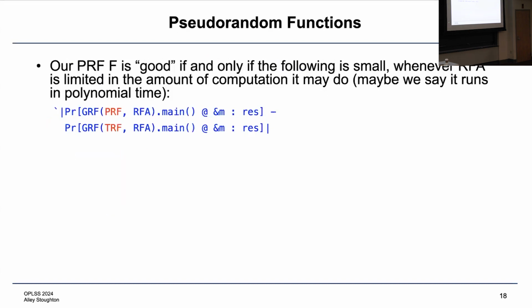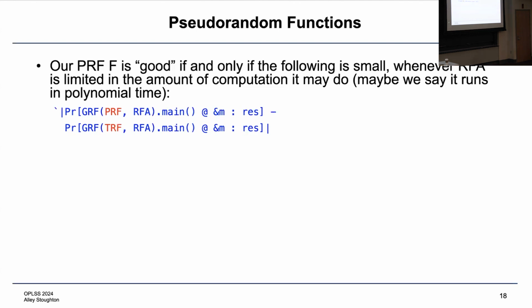It depends upon the quality of F, the number of bits in a key, but also about how we constrain the random function adversary. So as we saw last time, if you let it do as much computation as it wants, it can tell the difference between these two worlds. So we're assuming that we constrain it in some way when we think about this bound.